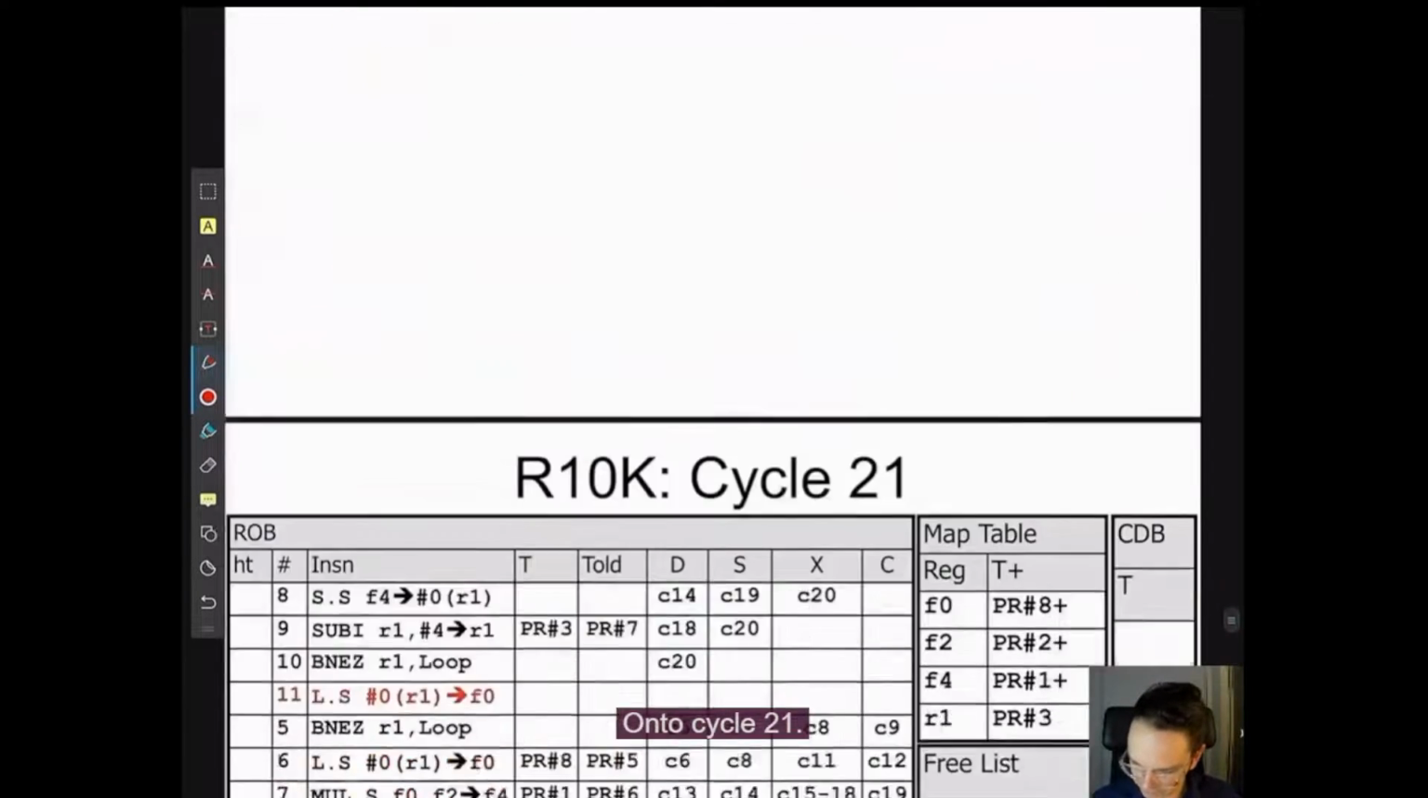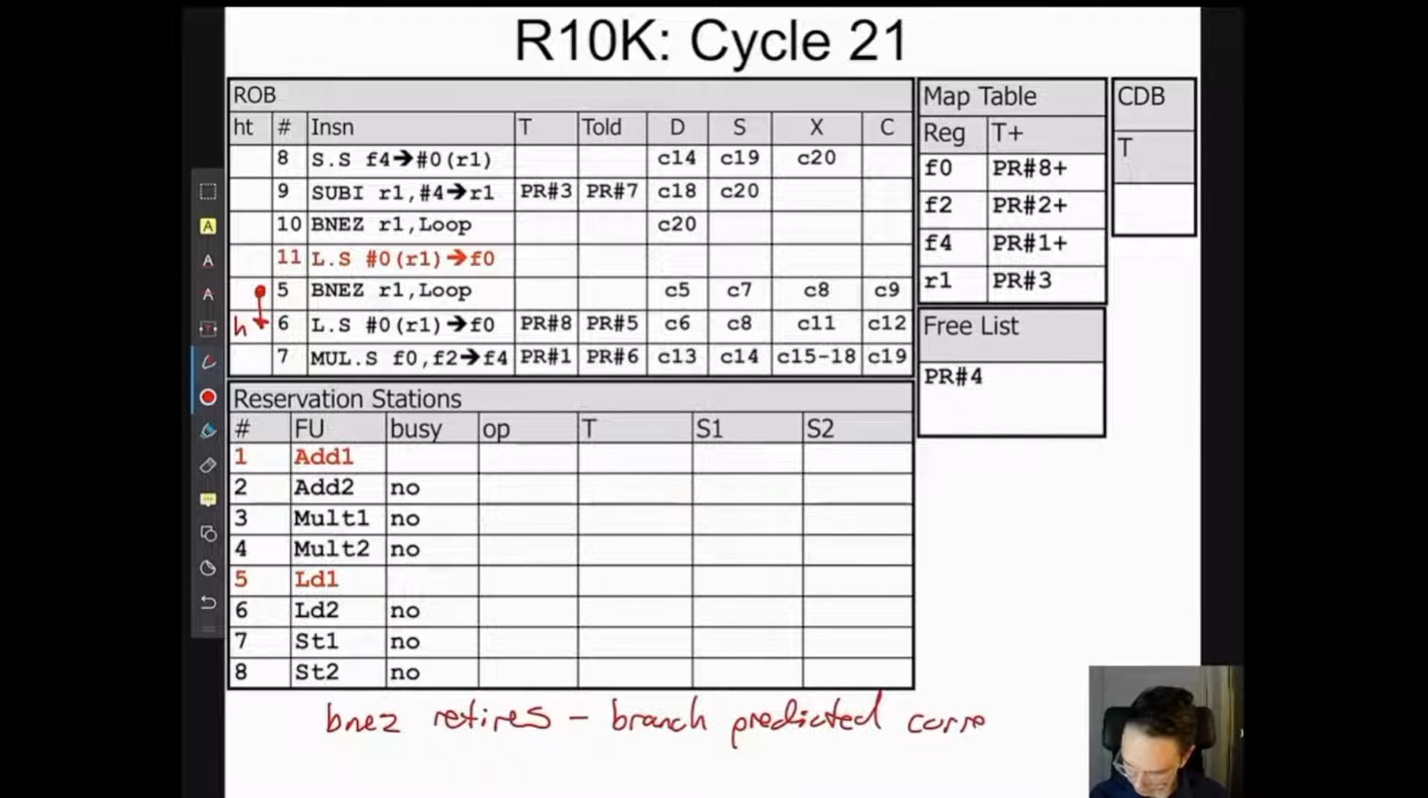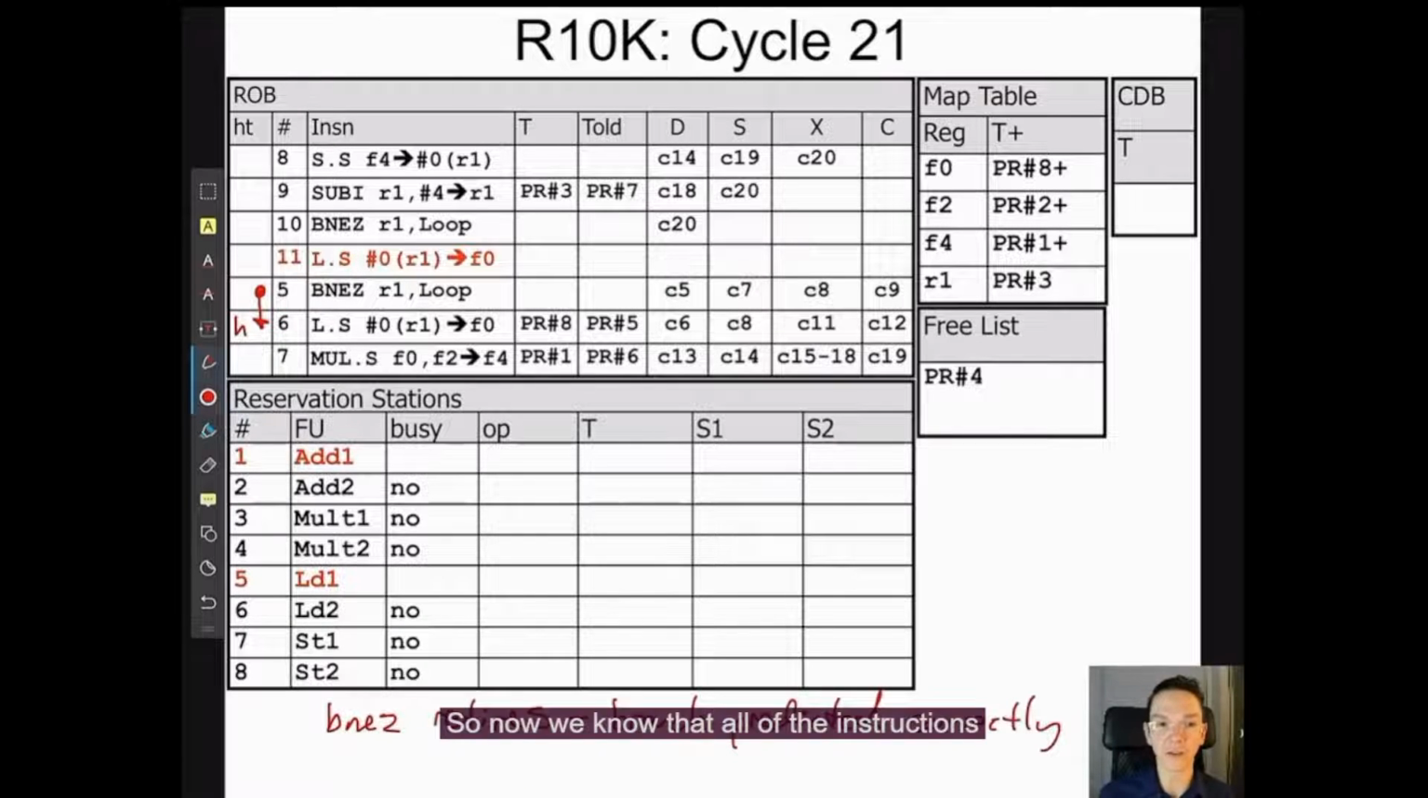On to cycle 21. Remember, our head pointer was right here at the branch, and it has completed, so the branch instruction retires. There's no physical register to free, but we deallocate its ROB entry. Notably, let's say that we learned that the branch was predicted correctly. So now we know that all of the instructions until the next branch instruction are not control speculative. We know they've followed the correct control path.